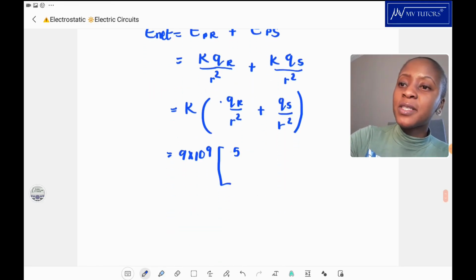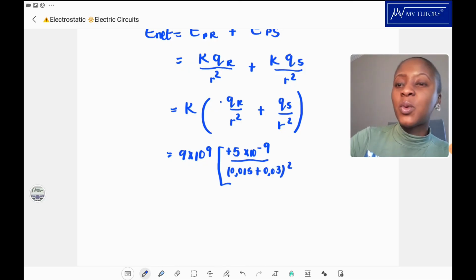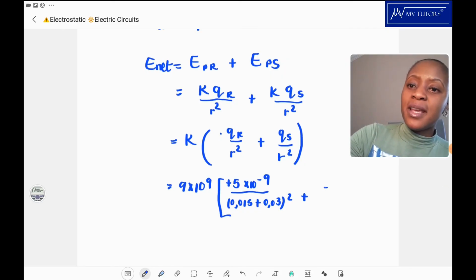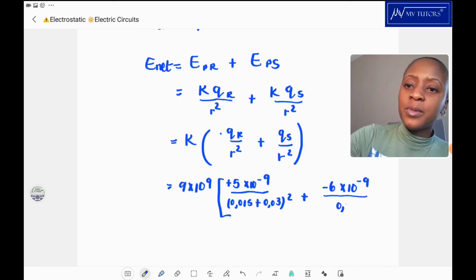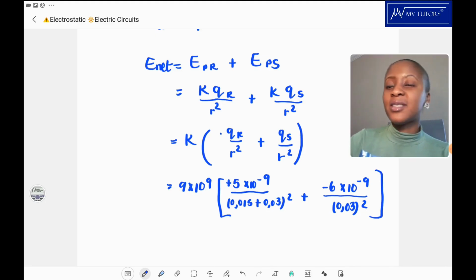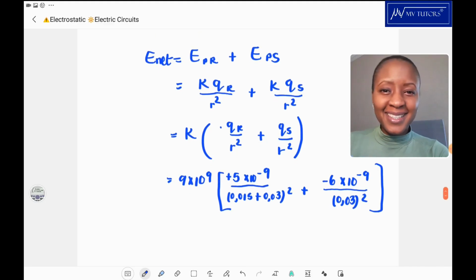R is positive 5 times 10 to the power minus 9, and the distance will be 0,015 plus 0,03, squared. Then you have S, which was negative 6 times 10 to the power minus 9, and that is just going to be 0,03 squared. I'm just going to plug all of that into the calculator.